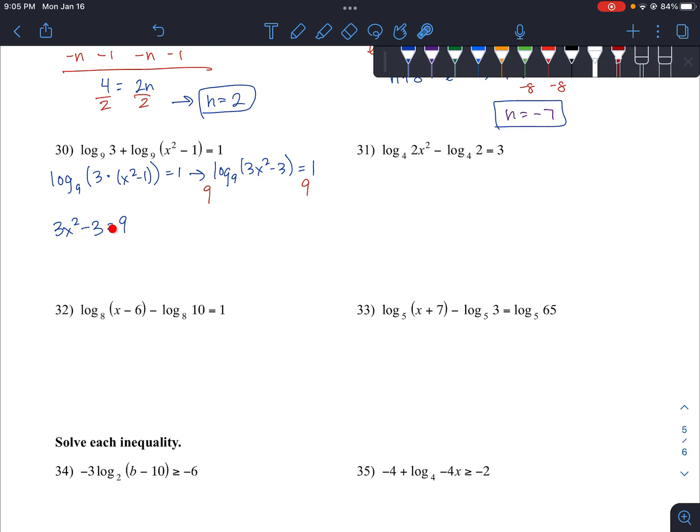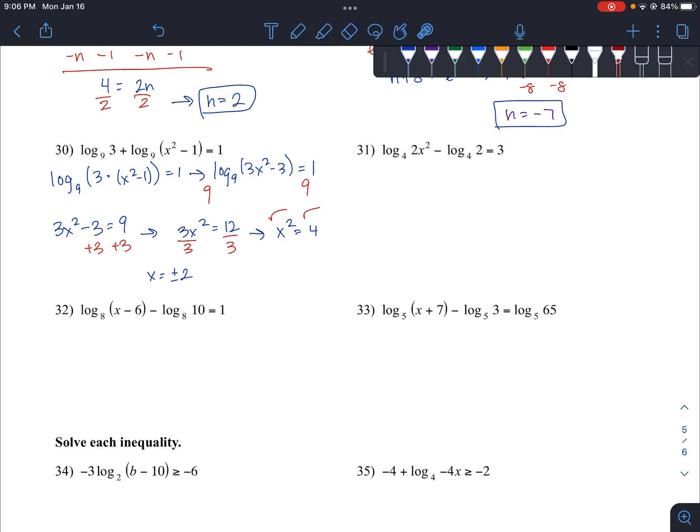Now this is a quadratic, but I don't have a middle term, which is easier to solve. So I'm just going to solve for x. By adding 3 to both sides, I have 3x squared is equal to 12. Divide by 3. So I'll get x squared is equal to 4. Take the square root, take the square root. I'll get x is equal to plus or minus 2, since the square root of 4 is plus or minus 2.